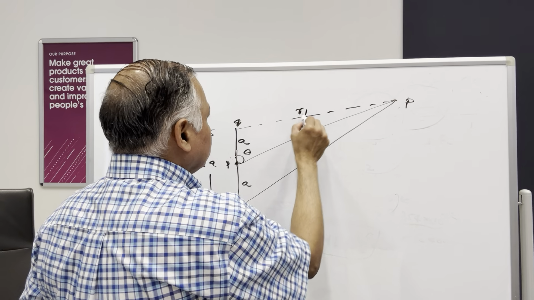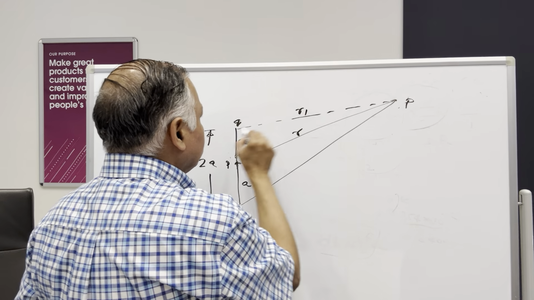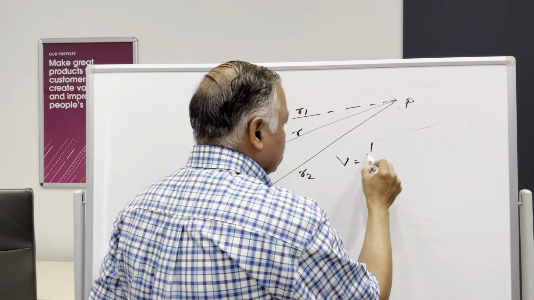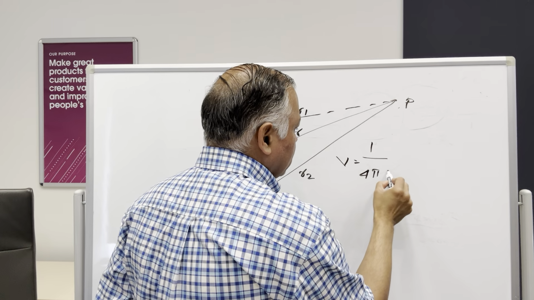This is my r1 for q, this is my r2 for q minus. So this becomes sort of a dipole, at an angular distance. So we are calculating exactly how the resultant voltage will be. So typically we know V is equal to 1 over 4 pi epsilon 0 into bracket.